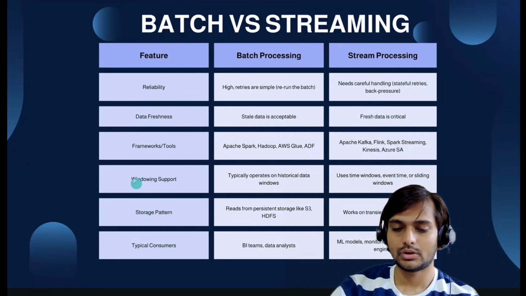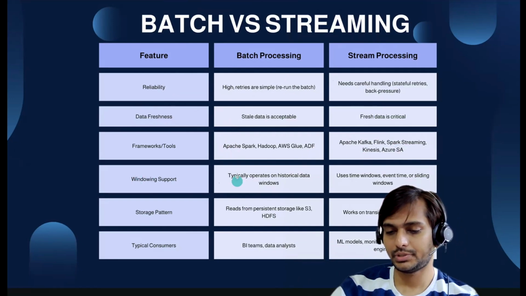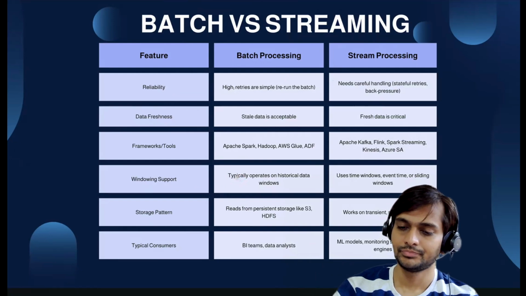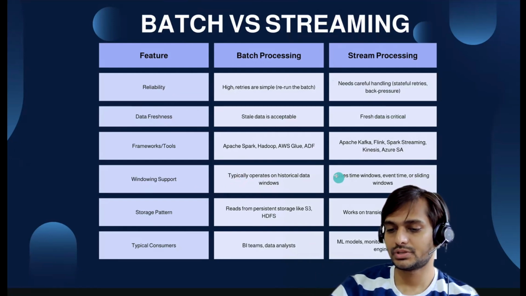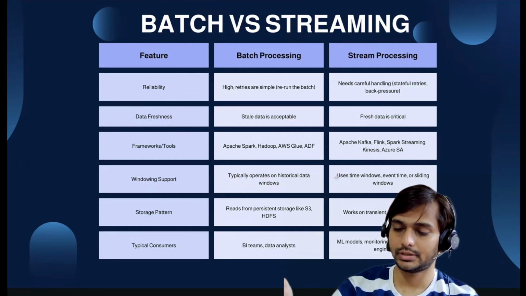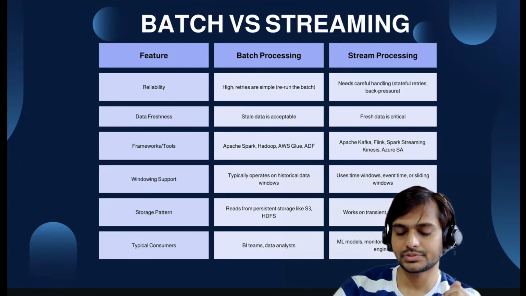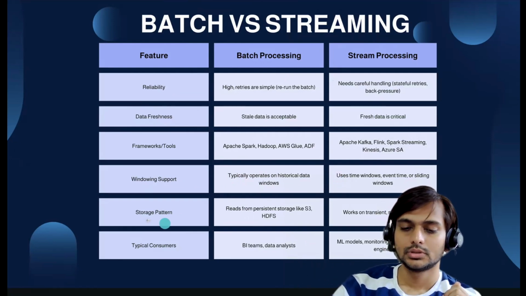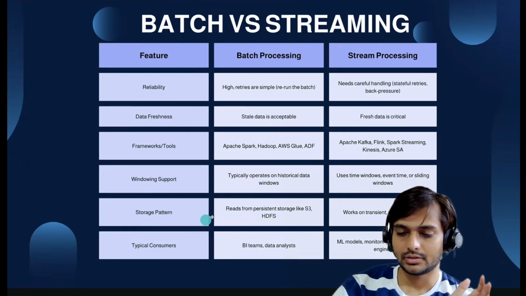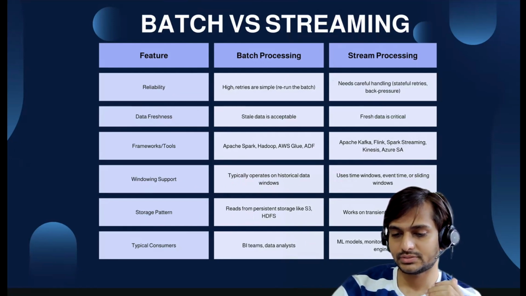And you have windowing support. Batch typically operates on a historical data window, while stream processing uses time window, event time, or sliding window. So these are different scheduling or windowing concepts for how the data is processed. And in terms of storage pattern, batch reads from persistent storages like Amazon S3, HDFS, or Azure Data Lake, etc. But in terms of stream processing, it works on transient or streaming data, right?